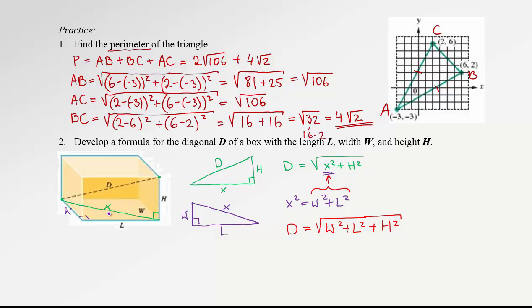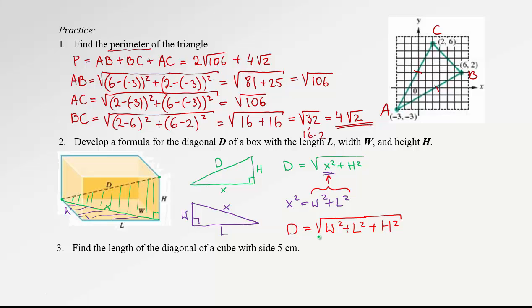Let's look back. What did we use? We used the Pythagorean theorem twice. We used this purple triangle, this one in the bottom, to connect X with W and L. And we used the green triangle, this one, to connect D with X and H.